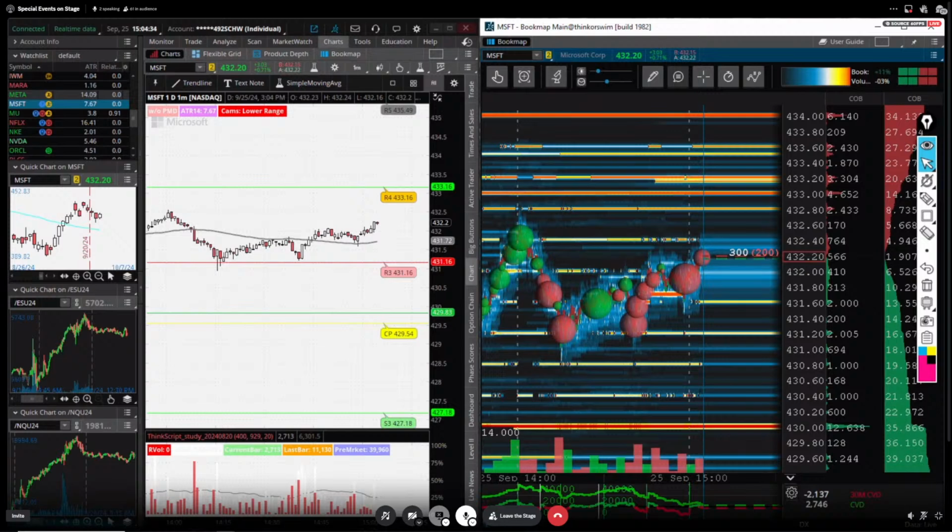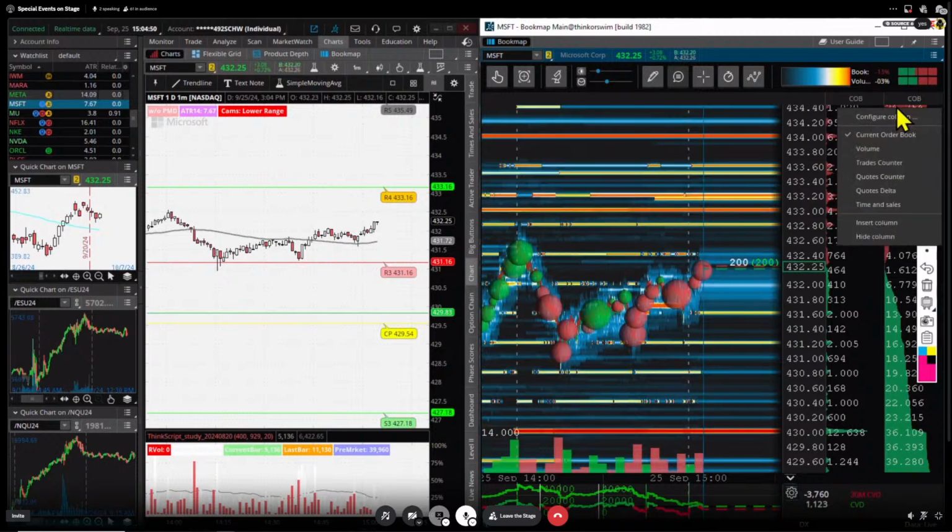Where can I find two bars on the top right side in Bookmap? These two right up here? I think those are just on here for me. Hold on, let me see.